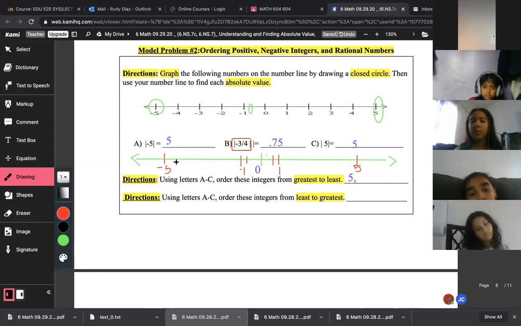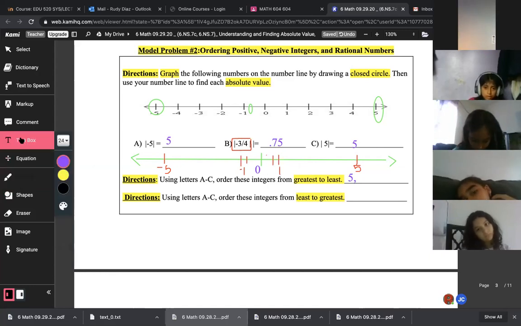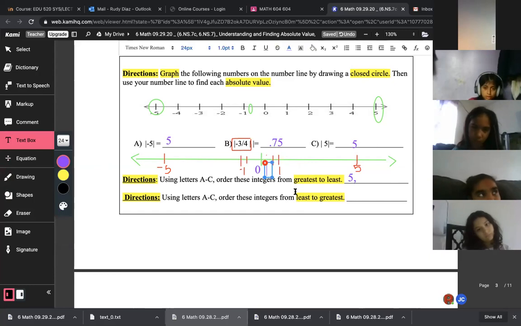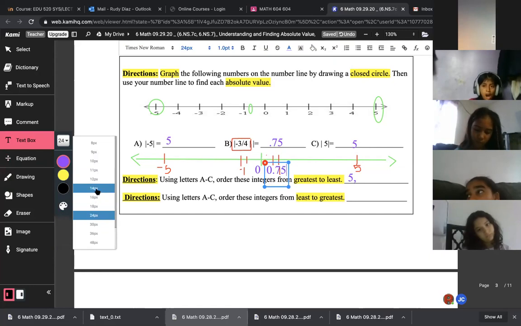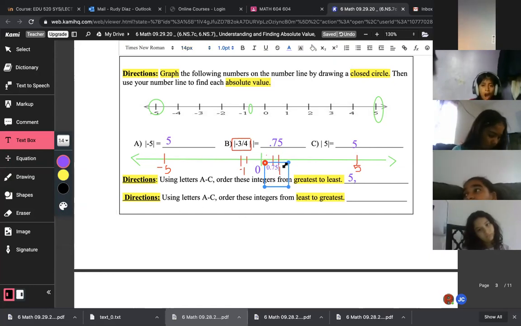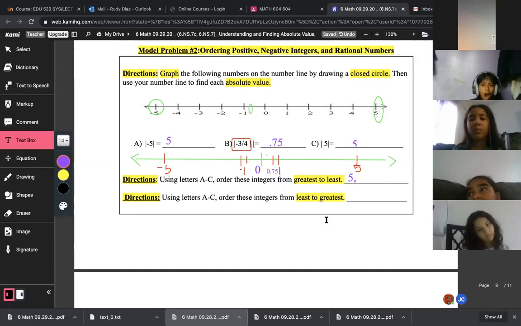So this part right here, Ms. Canela, do you understand this? Yes. Okay. So this one right here will be 0.75. Maybe make the text smaller. Oh, the text size. Okay, choose like 14 or something. Right. So this right here, guys, will be 0.75. Everybody see that? Yes? So the opposite of that will be negative 0.75.